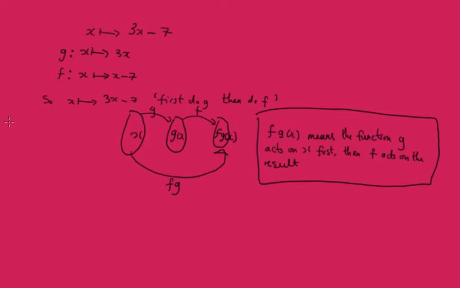There are three important points to remember when we consider composite functions. So firstly, f of g only exists if the range of g is contained in the domain of f. So if you had x and then you act on it to get g of x.